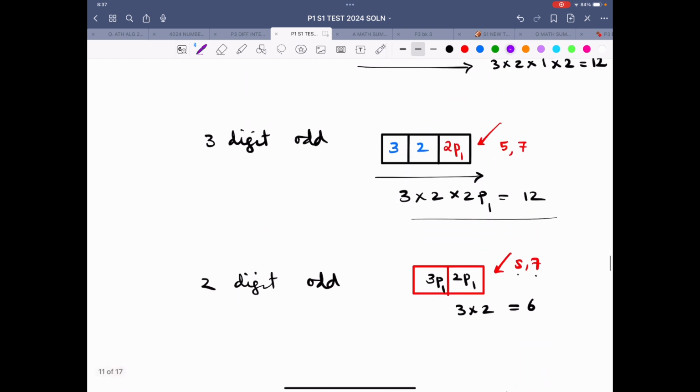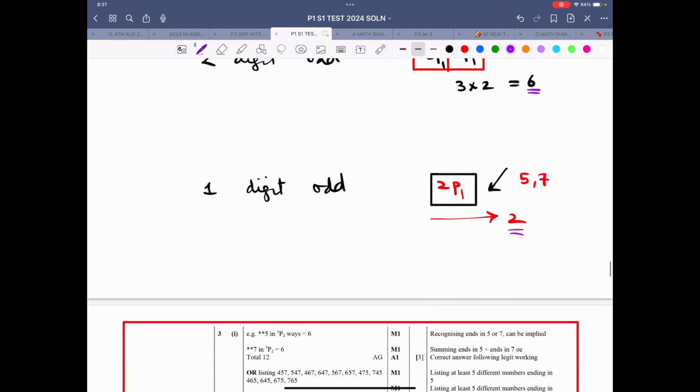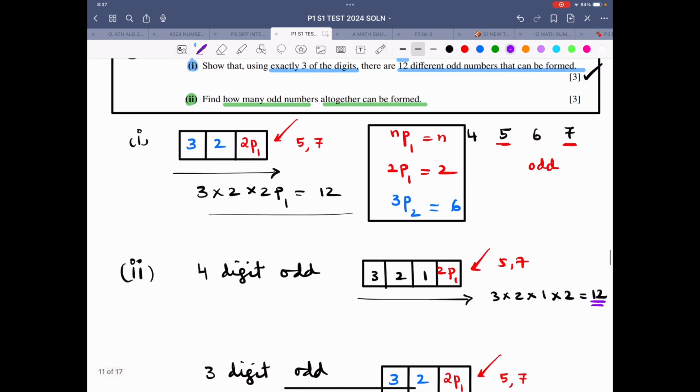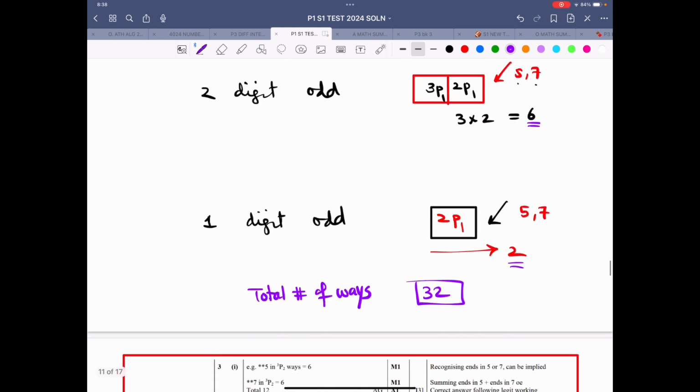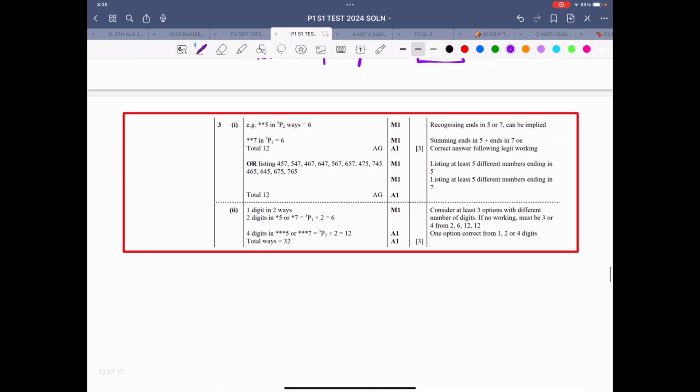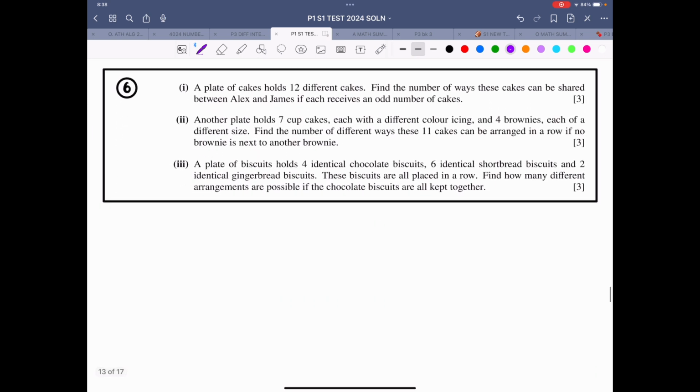Now let me add this all up. That's 12 over here, that's 12 over here, that is 24, 24 plus 6, 30, 30 plus 2, 32. Therefore the total number of ways of forming an odd number using some or all of the digits with no digit being repeated, used more than once, is 32. Let me double check the answer. That is 32, that is 12. All good, all clear. Let's move to question number 6.